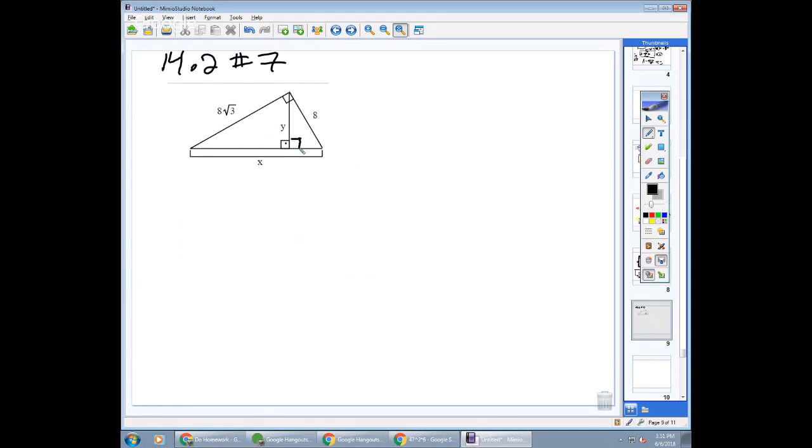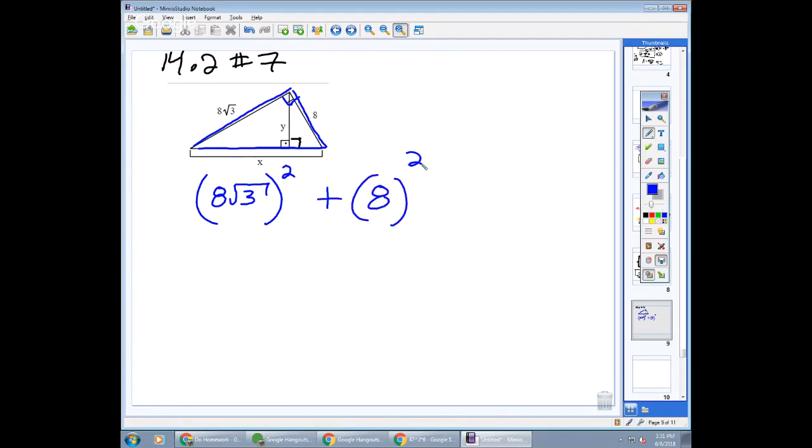So what jumps out at me right away is if I know these 2 sides right there, and that's a right angle, Pythagorean theorem says I can find that longer side over there. So according to the Pythagorean theorem, I should be able to take that 8 square root of 3 and square it, add that to the other leg squared, and that should be equal to the long side squared.